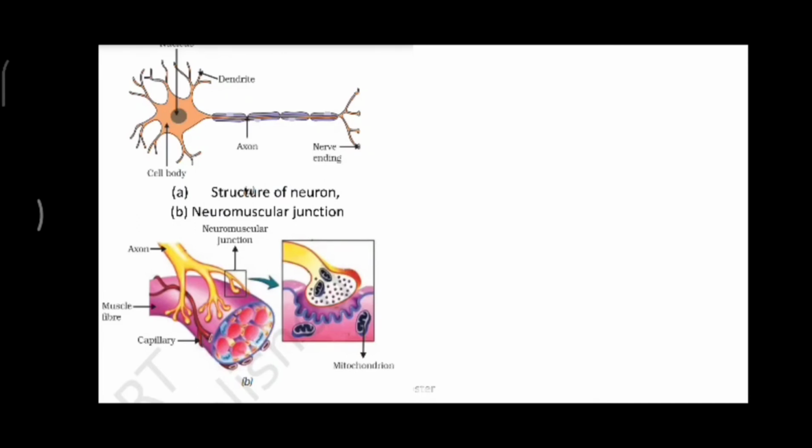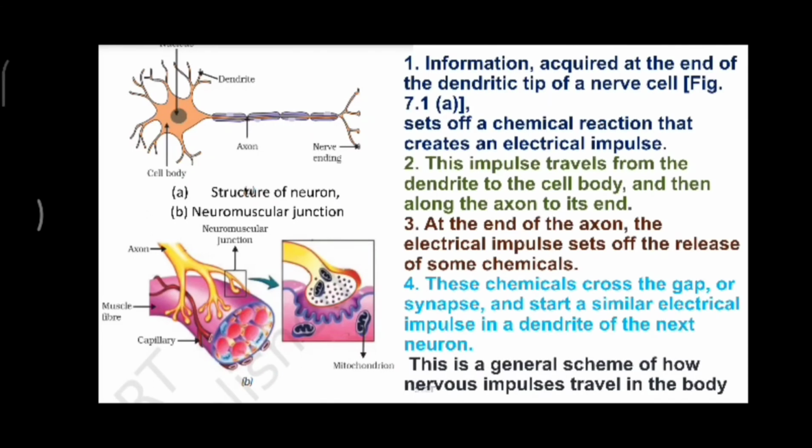In the second picture, you can see a neuromuscular junction. The name itself tells us that the neuron and muscles are joining with the synapse, and the joining is called the neuromuscular junction. Information acquired at the end of the dendrite tip of nerve cells sets off a chemical reaction that creates an electrical impulse. This impulse travels from the dendrite to the cell body and then along the axon to its end.